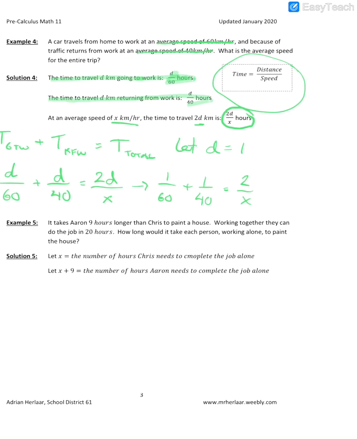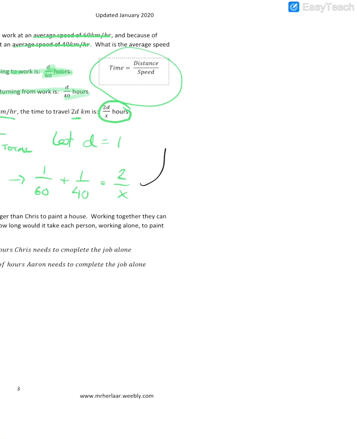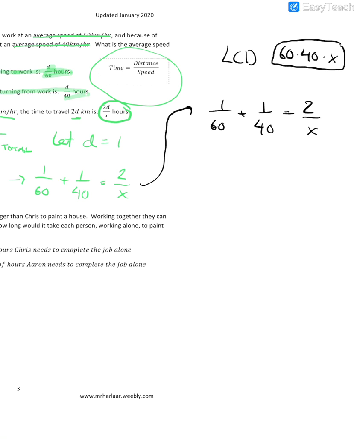So let's just slide this over. We're solving this. Equals 2 over x. So our LCD, our lowest common denominator, is 60 times 40 times x. So we need to multiply everything by our lowest common denominator. All right, that's going to be a very large denominator, not our lowest common denominator. Common multiple of 60, 120. Common multiple of 40, 120. So our LCD is actually 120x. Multiply everything here by 120x.